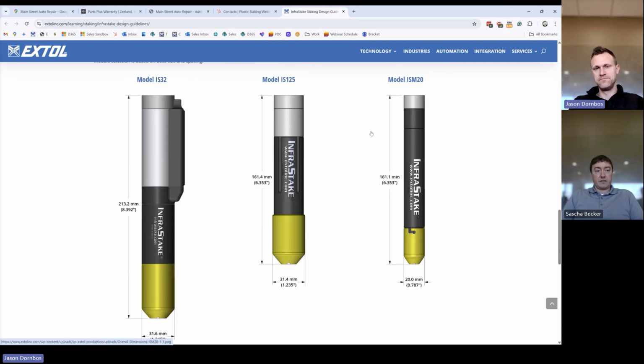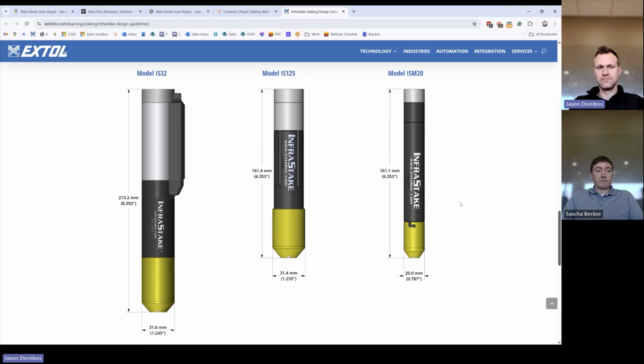Yeah, there's a lot that goes into the decision. And as Jason mentioned, sending your CAD data for a feasibility study is the first thing to do, right? We'll do a free feasibility study for you. And if InfraStake doesn't work, we're going to look at nanoSTAKE. If nanoSTAKE doesn't work, we're going to tell you what we feel is the best route to take, even if it's not one of our technologies.